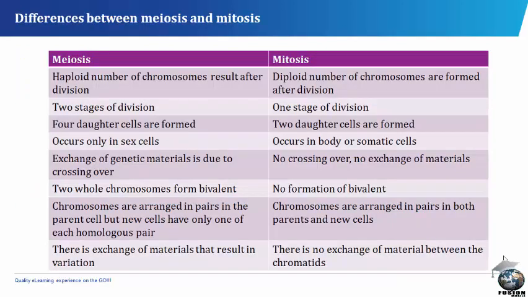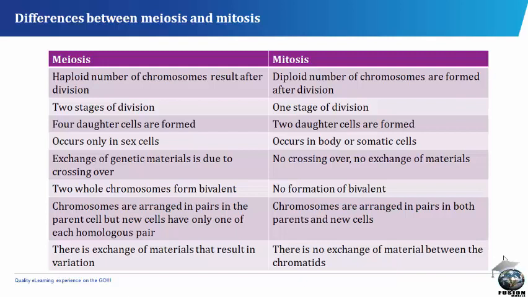The differences between meiosis and mitosis. 1. For meiosis, haploid number of chromosomes result after division. For mitosis, diploid number of chromosomes are formed after division. 2. For meiosis, 2 stages of division, and mitosis 1 stage of division. 3. 4 daughter cells are formed in meiosis, and for mitosis 2 daughter cells are formed. 4. For meiosis, it occurs only in sex cells, and for mitosis it occurs in body or somatic cells.